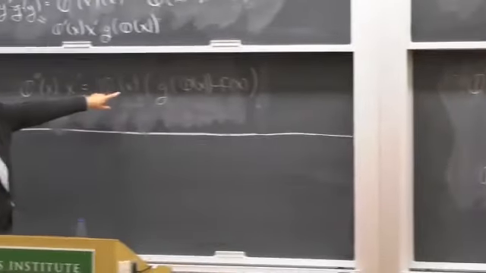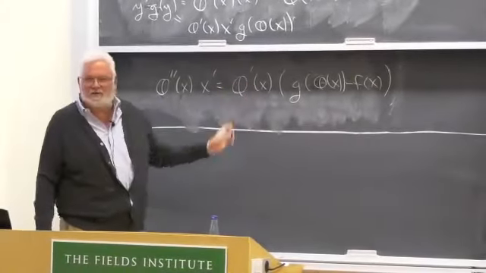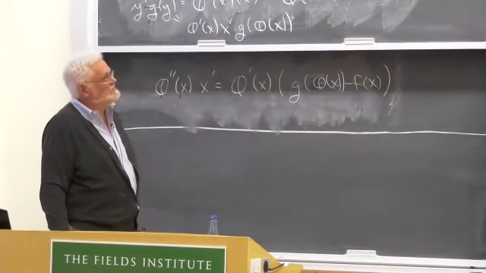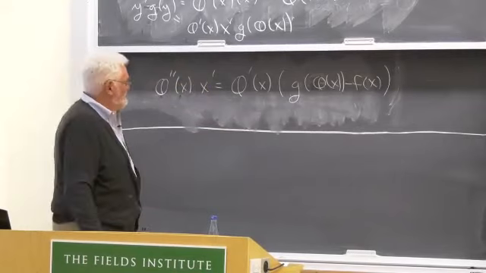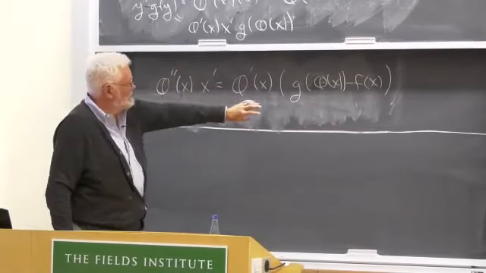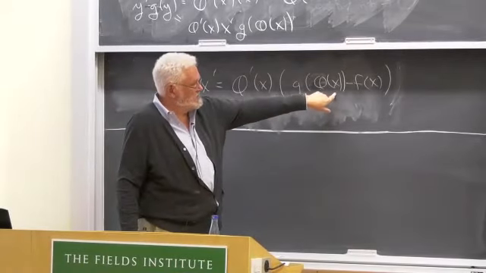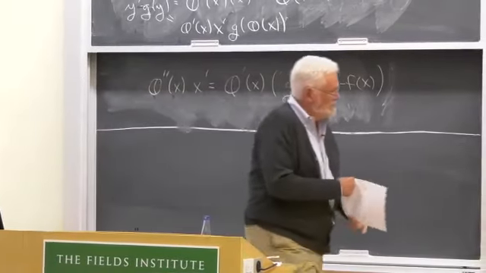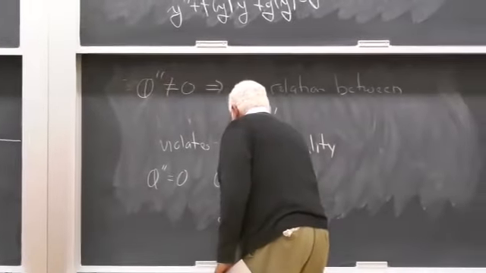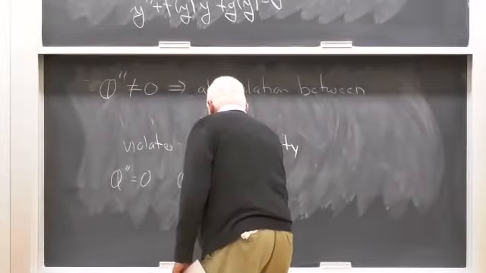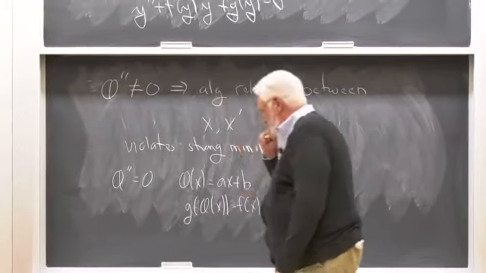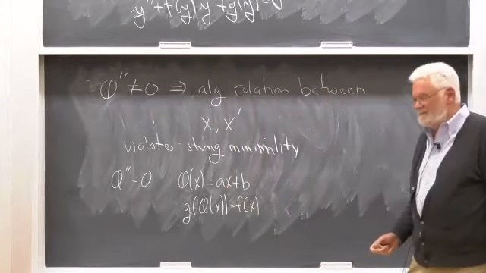Now, phi prime can't be zero. If phi prime were zero, that would say phi is just a constant function. It's supposed to map into something transcendental. So this is non-zero. So if the left-hand side is zero, the right-hand side has to be zero, because this is true. So this also applies that g of phi of x is f of x.